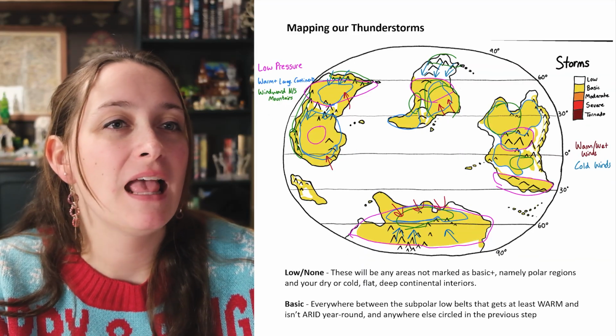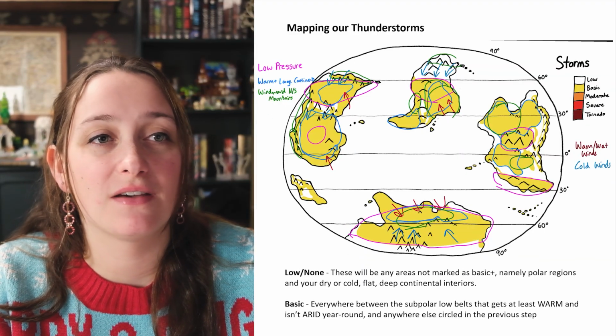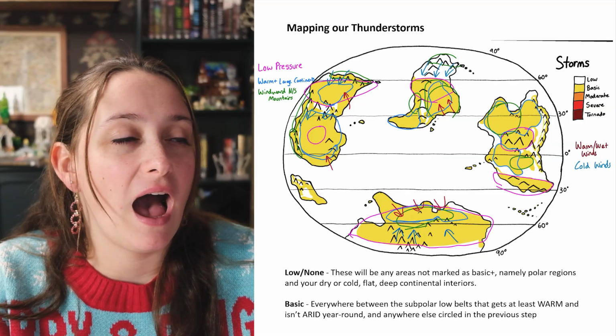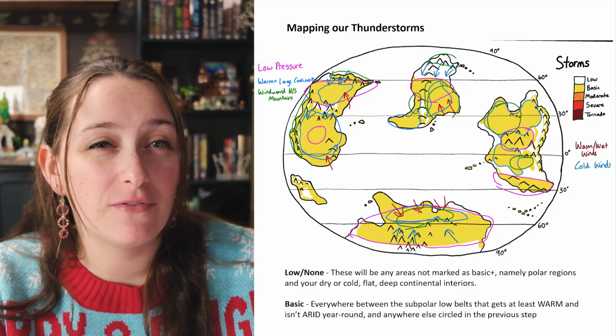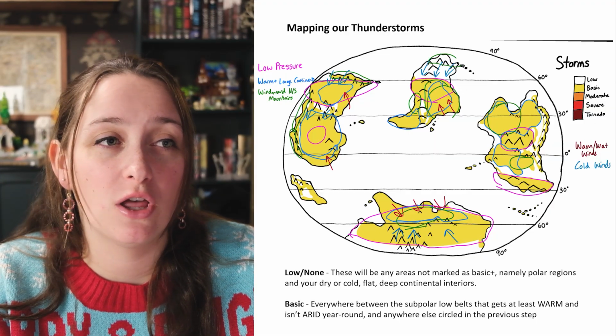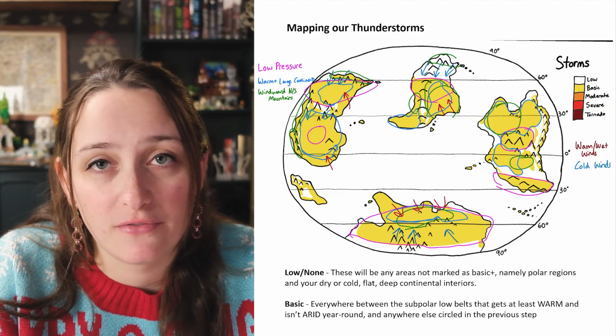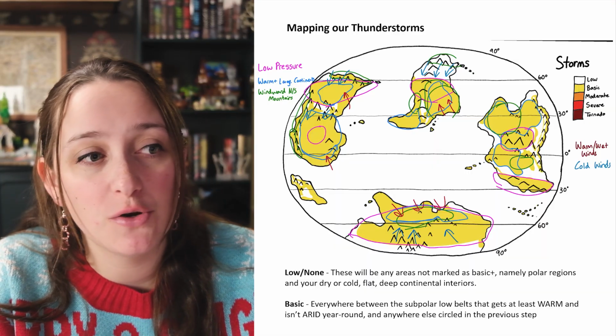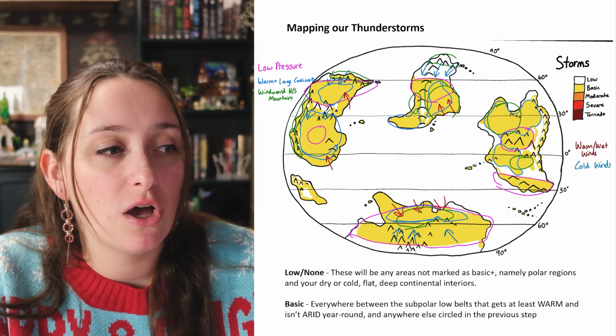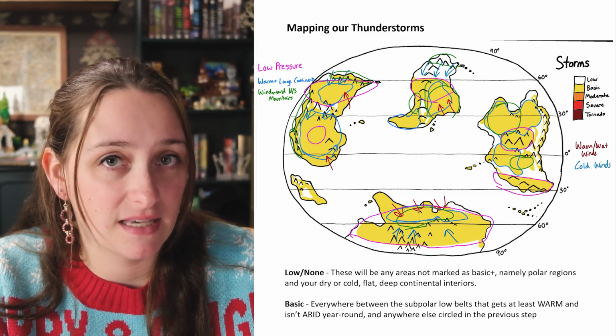So now we can go through and map the chance of summer thunderstorms. I use a scale with 5 levels, and I prefer low and none to have no color or markings. You can give those a color if you prefer. It's whatever works best for you. But we're going to start with low or none and basic thunderstorm chance.